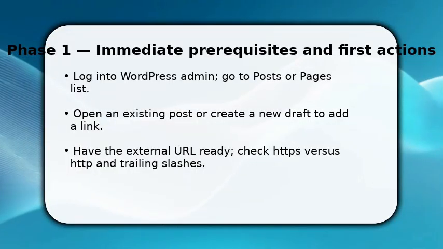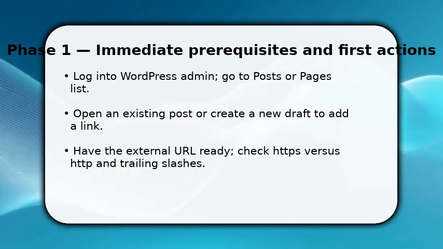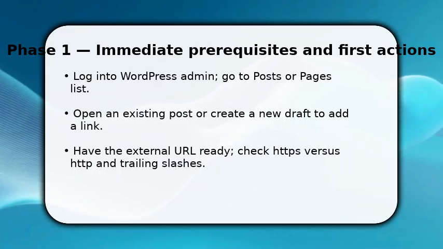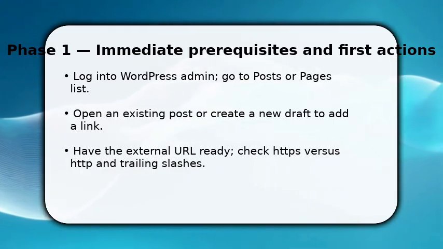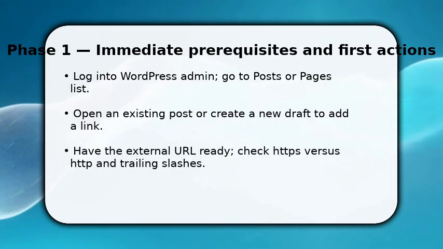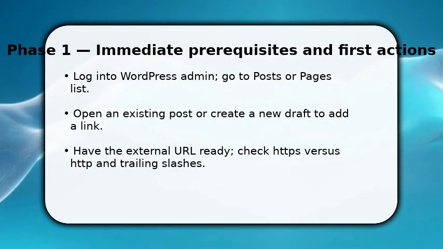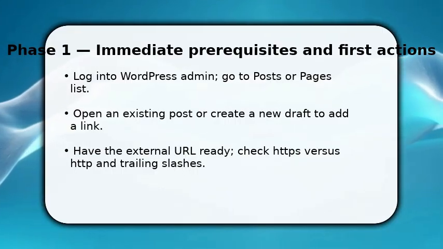You start inside the WordPress dashboard, open posts or pages, and choose the item you will edit. Once done, open the block editor or classic editor so you can insert a link immediately. Make sure you have the external URL copied, including the HTTPS prefix when available, because that affects security and browser warnings. Also confirm whether you want the link to open in a new tab or the same tab so you can set that preference up front.